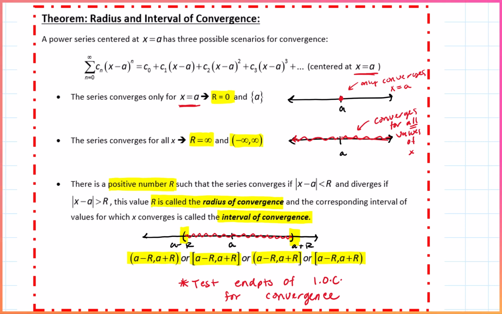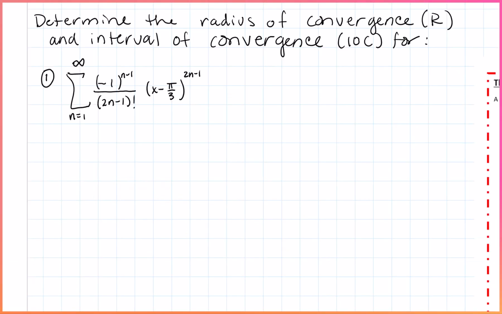Okay, let's look at a couple examples and talk about the process for finding this radius and interval of convergence. So this first example, if we want to determine the radius of convergence and interval of convergence for this particular power series, we want to find the values of x for which this series will converge. So how are we going to do that?